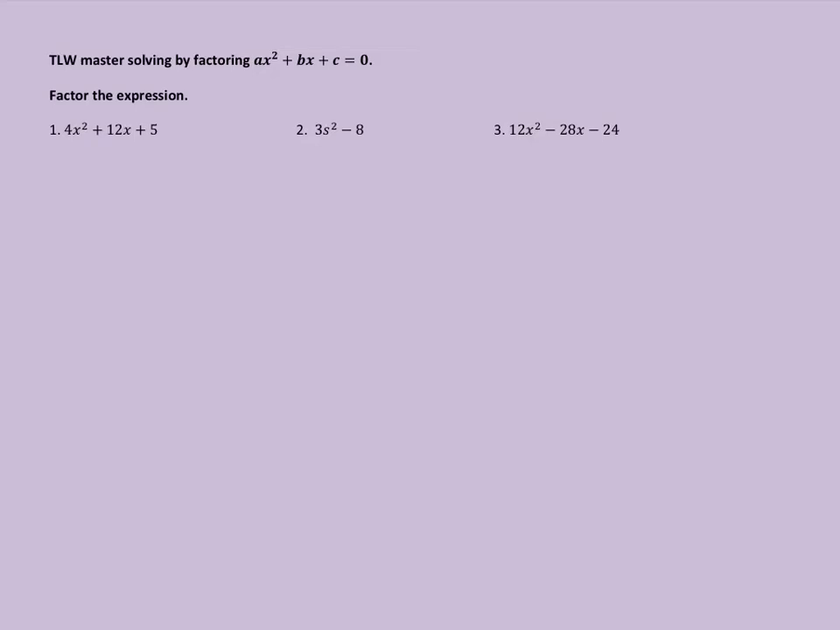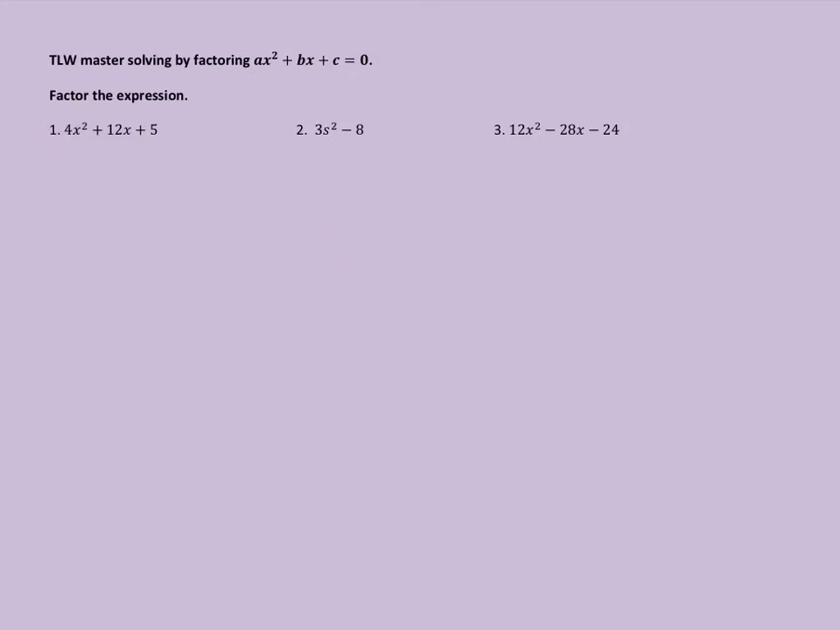Alright guys, today's goal: the learner will master solving by factoring ax squared plus bx plus c equals 0. But here's the thing, this time a does not equal 1. But you gotta remember, same thing, okay? You still do a times c, just like I was getting in the habit of doing last time.